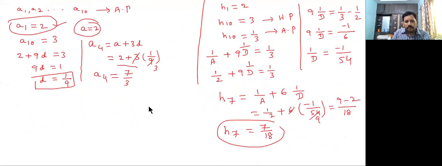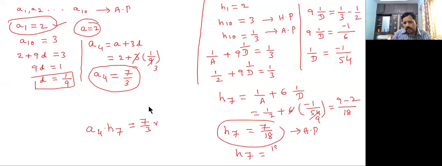Okay, A4 value is 7 by 3. But they are asking A4 into H7. That is 7 by 3 into... This is in AP series now. So convert into HP. H7 is equal to 18 by 7 in HP. So here we can write 7 by 3 into 18 by 7. What is the answer? 6. A4 into H7, answer is 6.